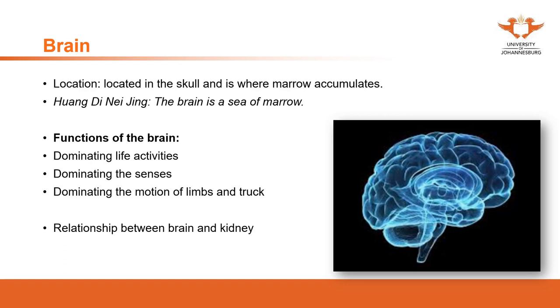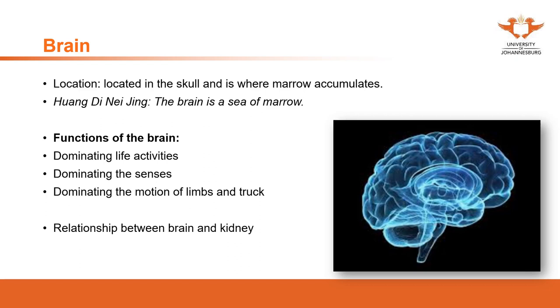The heart and the brain are related. The heart governs the blood, which provides nutrition for the brain. So in this theory, for a brain problem, we can sometimes treat from the heart. The brain is also related to the lung, because the lung governs the qi, right? So in order to function well, the brain also needs qi. From this category, we can also treat brain problems from the lung.